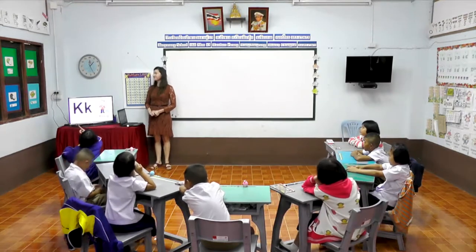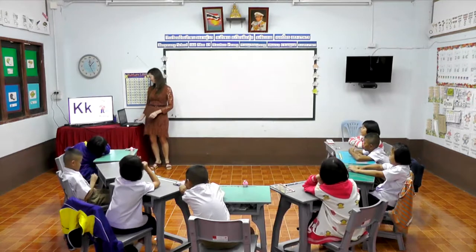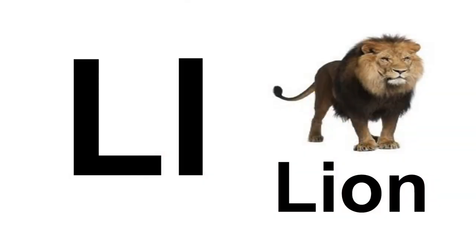Good job. What letter comes after K? L. That's right. L for let go. We have our letter L. What is this picture? A lion. Do you see his big mane here? All around his neck here.